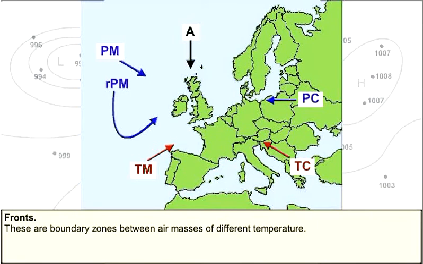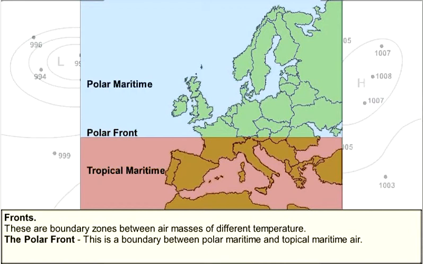Having completed the section on air masses, let's now focus on fronts. Fronts are transition zones between air masses of different temperature, namely polar and tropical. You may recall from the pressure systems lesson that a frontal boundary exists between polar maritime air and tropical maritime air, as you can see here. This is called the polar front. We will concentrate on the polar front for the remainder of this lesson.